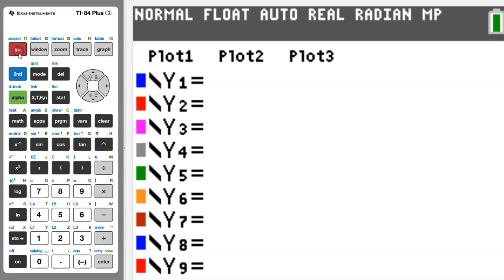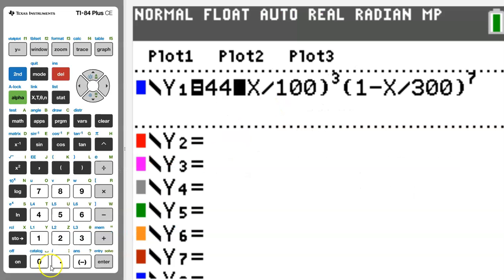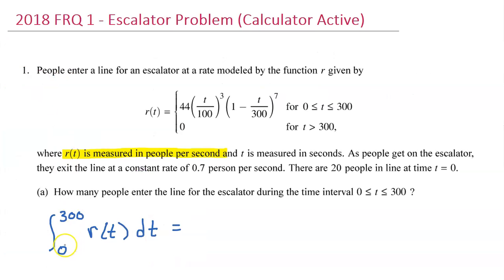So let's hit y equals and type r of t in for y1. R of t equals 44 times t divided by 100 to the third power times 1 minus t divided by 300 to the seventh power. So we can just type all of that in like so. I'm using the x variable instead of t. Now we just need to evaluate the definite integral from 0 to 300.